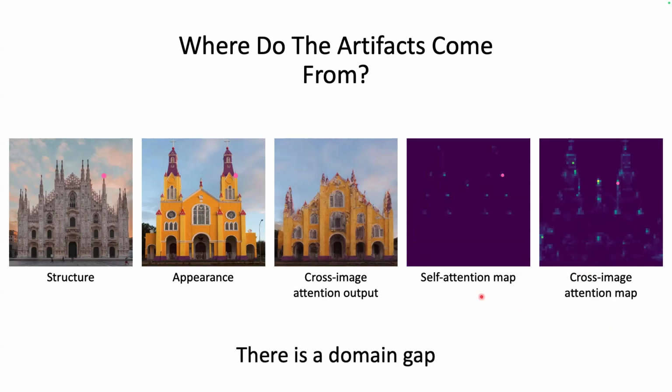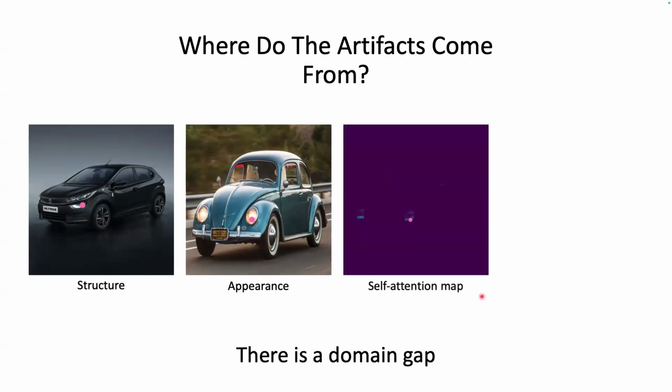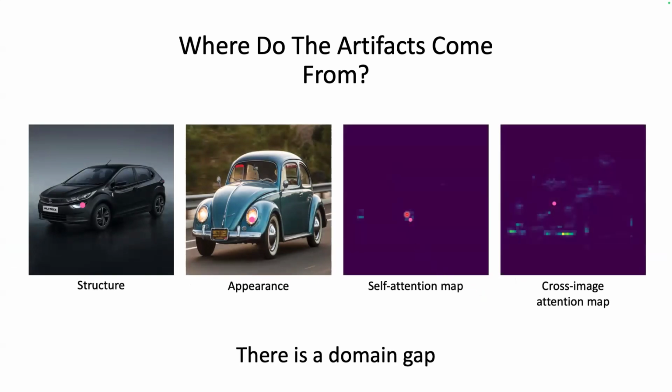So the conclusion that we got to is that there is a domain gap. Previously I told you that the semantic information is shared across different images, but still there are some challenges when we try to combine features from different images that have very different appearance. Of course this happens not only with this example, but also if we take the cars and take a point on the headlight. The self-attention map looks very clean, but the cross-image attention map looks much noisier.